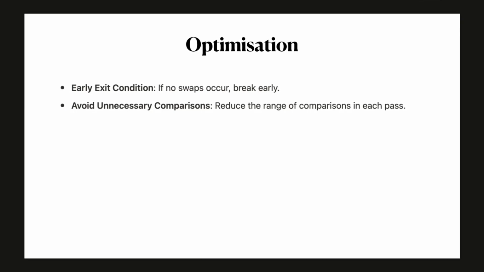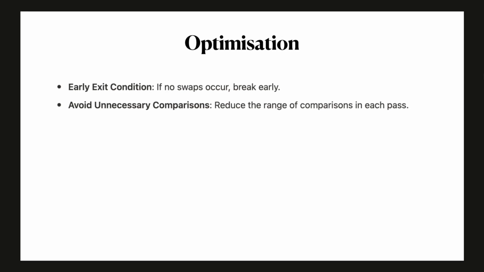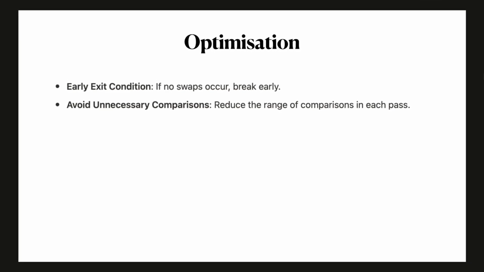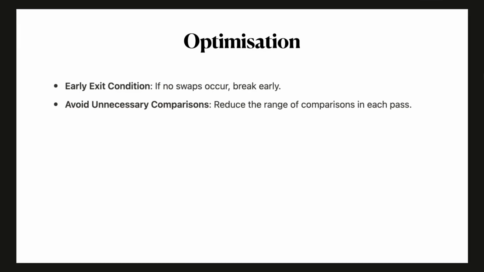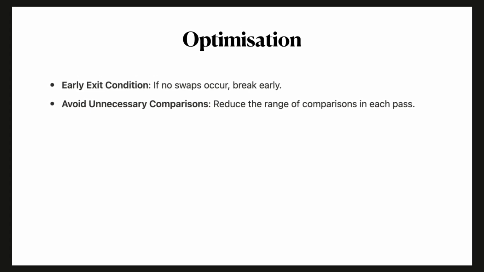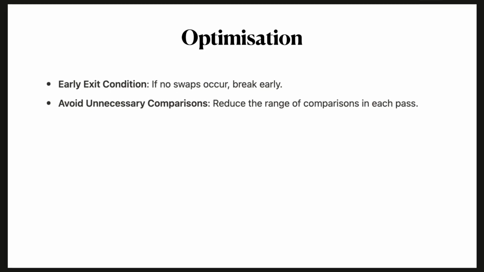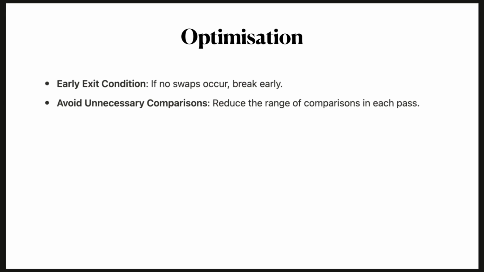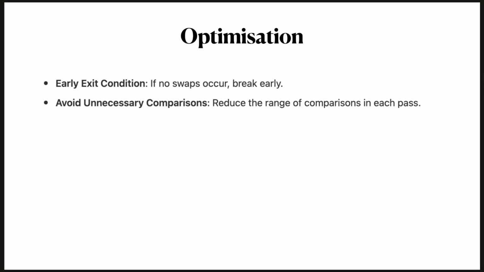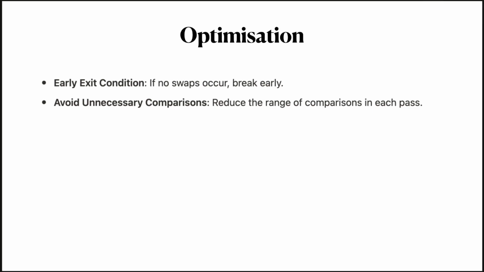Next, avoid unnecessary comparisons by reducing the range of comparisons in each pass. If you remember the inner loop, in the for loop, i is less than n minus i minus 1. In every iteration we reduce one position, because the last item is already in the right position. This is how we reduce one comparison in every pass to reduce the burden. These are the two techniques we can use to optimize the comparisons.